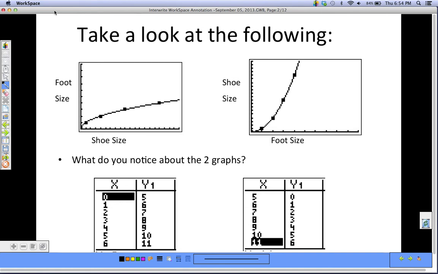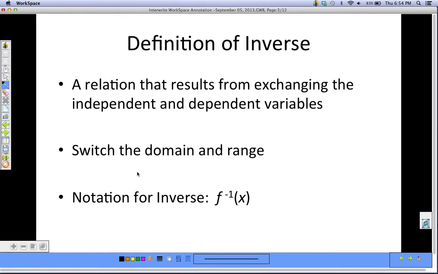Hopefully, you can notice that they are just the reverse of each other, meaning looking at the graph above, we see that our shoe size is our X and the foot size is the Y. But then we switch so that our foot size is the X and the shoe size is the Y. And in the two tables, that same process also happens. This is what we call inverse functions.